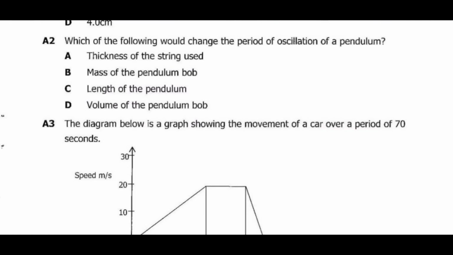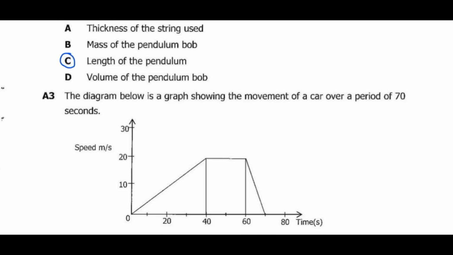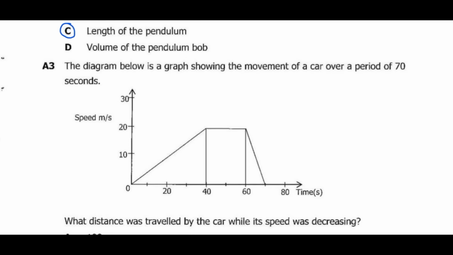Which of the following would change the period of oscillation of a pendulum? So we're looking at the factor that may affect the period of a pendulum. So the first one, thickness of the string used. No, this does not change the period of a pendulum. Then B, we have mass of the pendulum. This does not change. Then C, length of the pendulum. So this is our answer. We know that the length of the pendulum can change the period of a pendulum. Now let's move up to question 3.